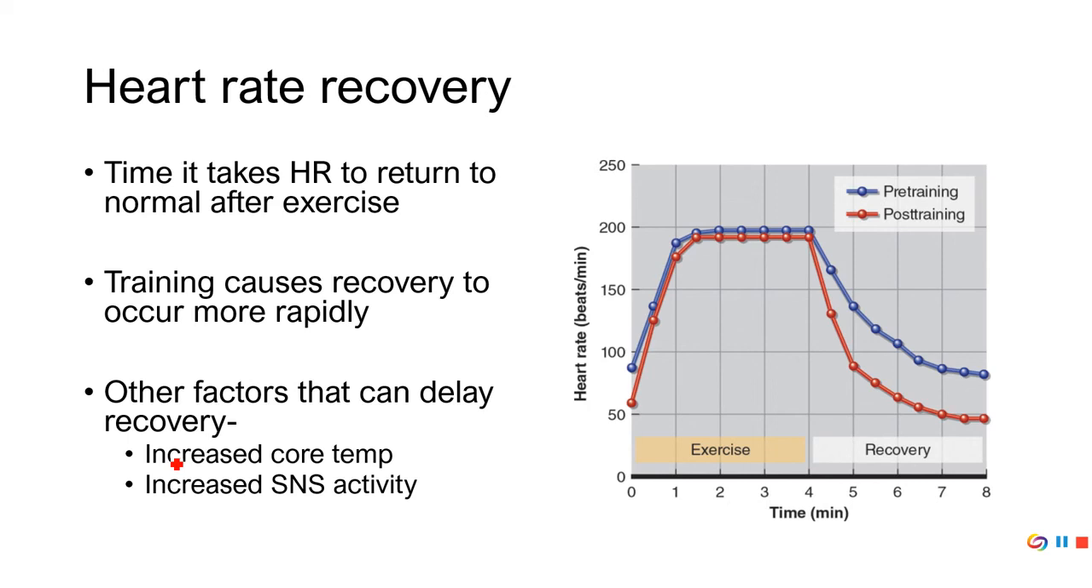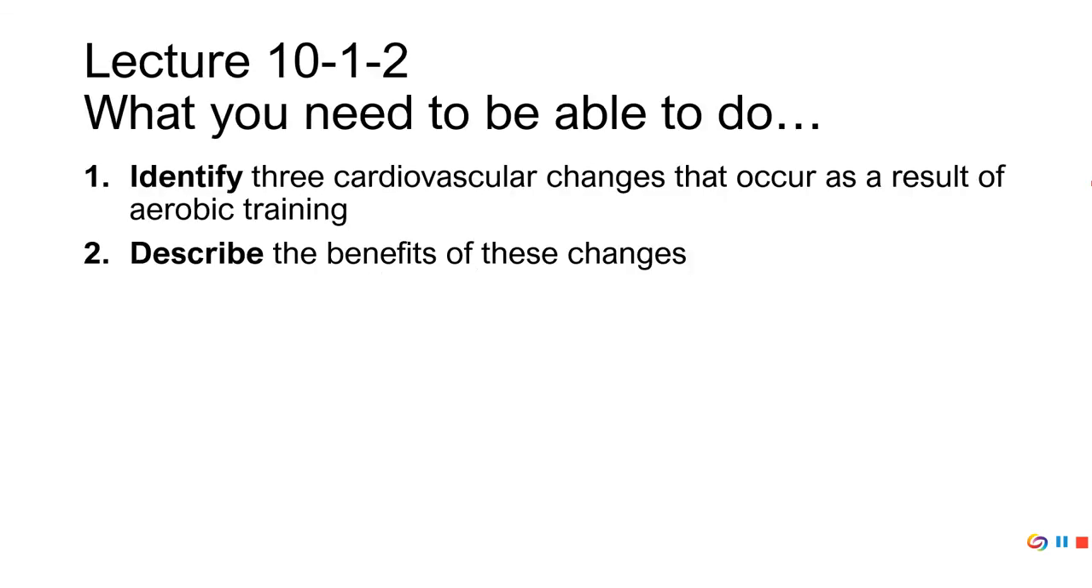But we can see this here, and this is another one of those things that smartwatches track, is just how long it takes. And if we see from this figure here, after training, it gets back to normal pretty rapidly compared to before training. So, I will let you know this is going to be the same kind of check your knowledge slide as the next one, but what are 3 cardiovascular changes that occur as a result of aerobic training, and what are the benefits of those changes?